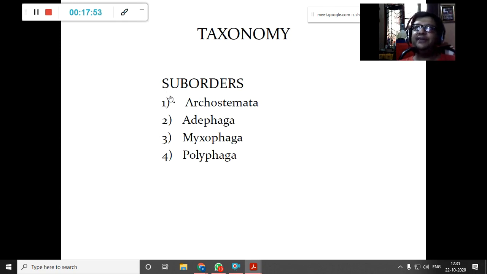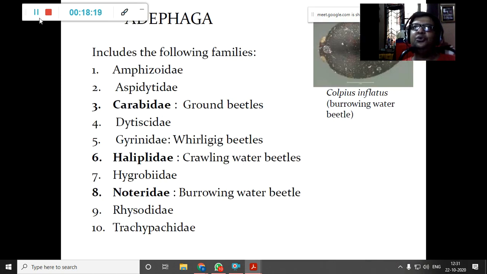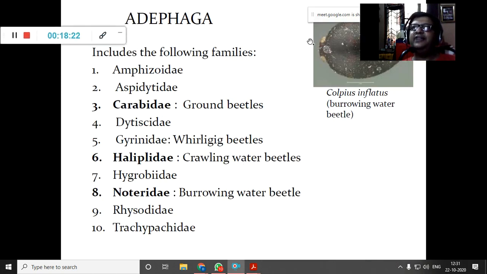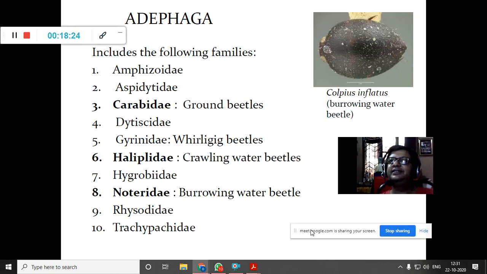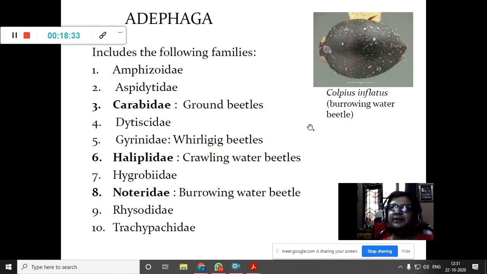Okay, taxonomy. They have suborders: Archostemata, Adephaga, Myxophaga, Polyphaga. Just a few names to memorize. There are certain names, but you don't need much detail on these. Archostemata, you can see examples: Priacma serrata, reticulated beetles. You have several pictures. It's a suborder. You don't have to read much, just know the names. Then you have the Adephaga. In the Adephaga, you have Coptotomus inflatus, burrowing water beetles. These names you need to remember, a few of these beetle names, whatever you can remember.